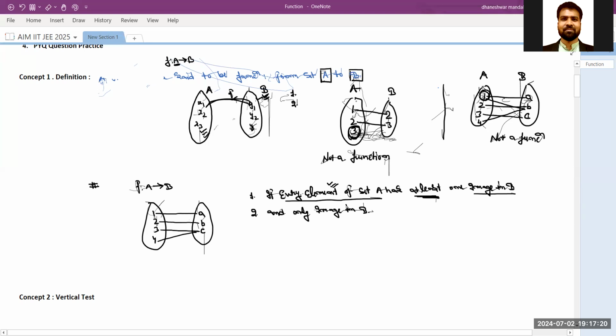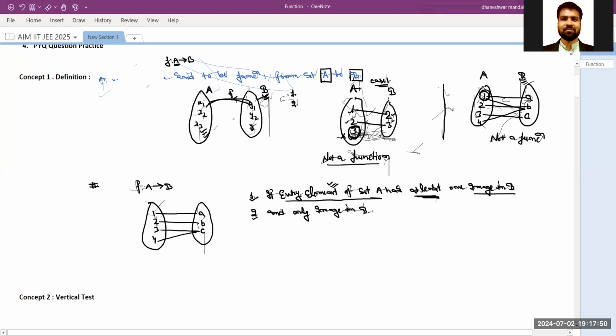It means here we have case 1. See, in this case, 1 and 2 have images in set B, but 3 does not have any image in B. It means this is not a function because 3 is not associated with any element here. Okay. What is the second condition? Here we have 1, 2, 3, 4 elements, and every element has an image in set B. Okay. It means the first condition is already satisfied now.